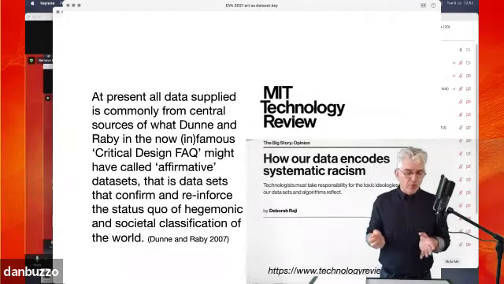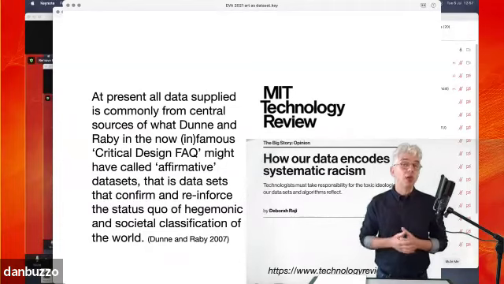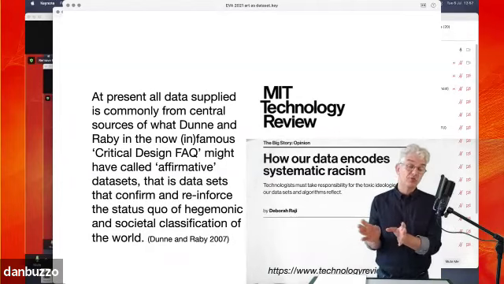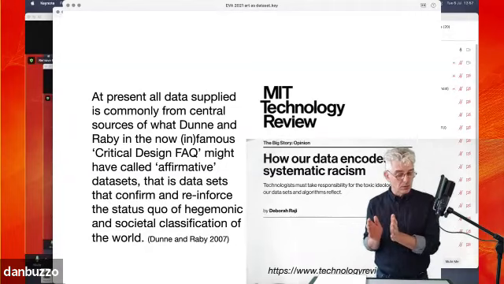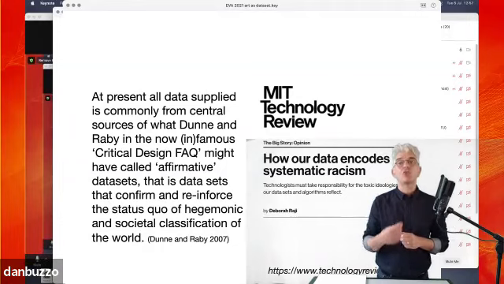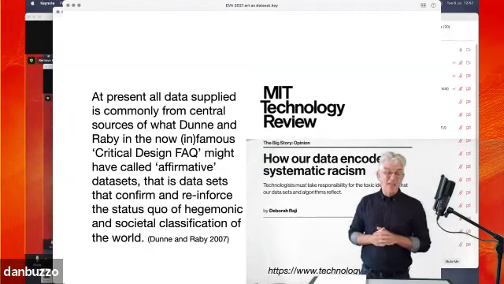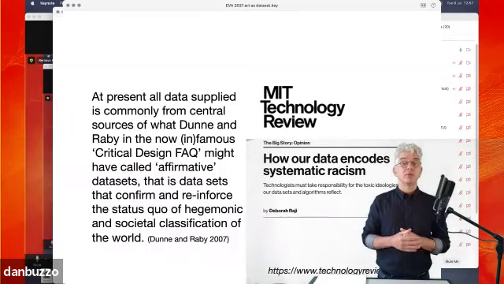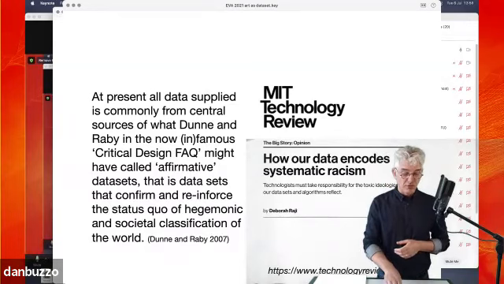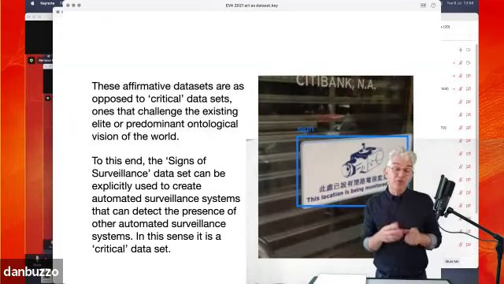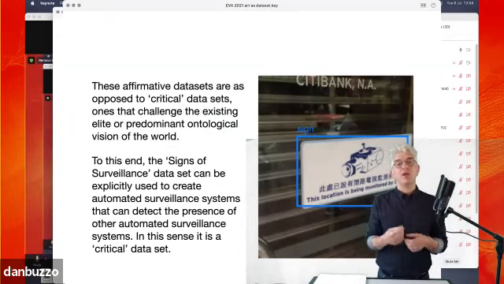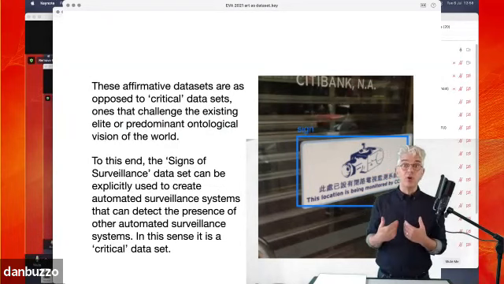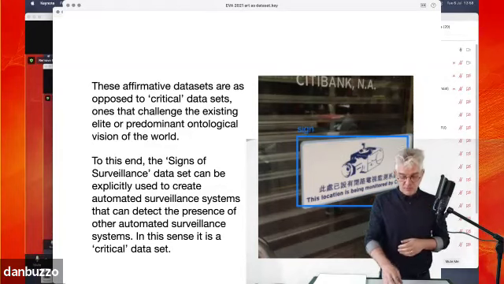Now, as Dunne and Raby talk about in their critical design FAQ, design is one of two things. Design either agrees with the current worldview and is, in their description, affirmative design, or it's design that challenges the status quo, that asks questions of the status quo, and is what they call critical. And I was wondering whether it's possible to produce critical data sets for training machine learning systems. From this, the Science of Surveillance data set was produced explicitly to train systems using machine vision to locate surveillance systems that are using machine vision, by tracking what we can see visibly of them, which is these signs warning the public that we're under surveillance. So in this sense, it's a critical data set.